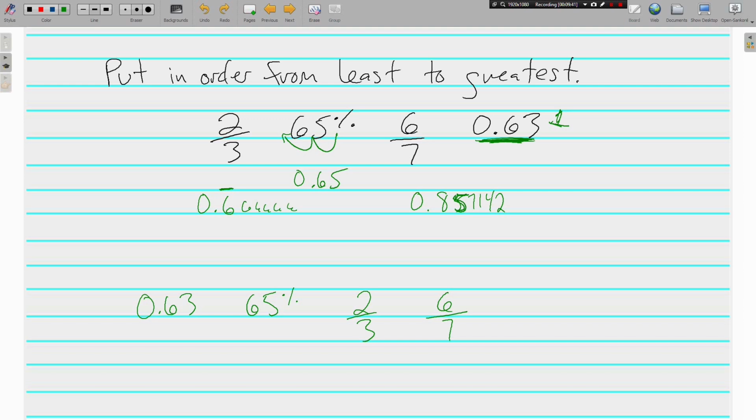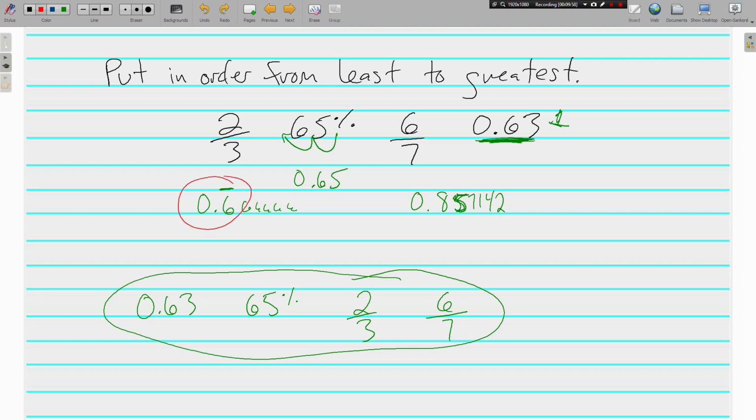Alright, so again, you can convert these things to whatever you want to convert them to. Just remember when you write your answer to put the things that you're given in order. You'll notice I didn't put the decimals that I converted to in order from least to greatest. I used the numbers that I was given. Okay, make sure you do the same thing.